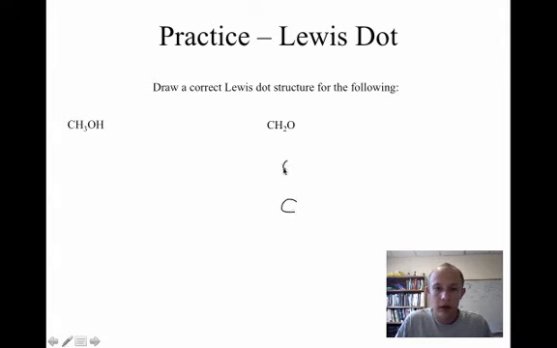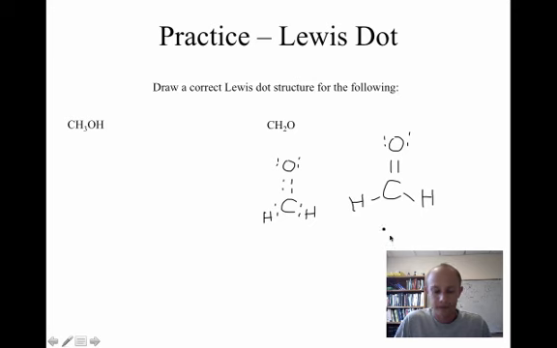Carbon, oxygen, hydrogen, hydrogen. But now let's share more electrons between carbon and oxygen. If we share 4 electrons between these guys, now carbon has 8 electrons. Oxygen has 8 electrons. We have 2, 4, 6, 8, 10, 12. So there's a double bond between carbon and oxygen. If we don't have enough valence electrons, that is going to be a clue that we need to start forming double bonds.